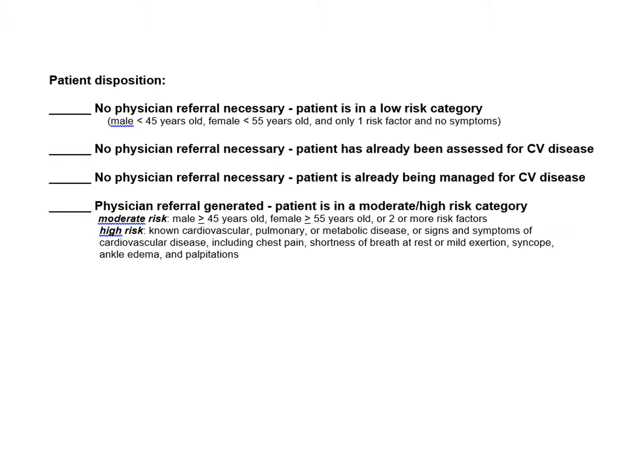The two middle areas there where no physician referral is necessary, it really goes back to that many of these patients are already being seen by their physicians. Physicians are aware of their cardiovascular risk, and the findings that we have in physical therapy are consistent with those. So there really would be no reason necessarily to refer these folks back to physicians because they're already being managed for their cardiovascular disease appropriately.